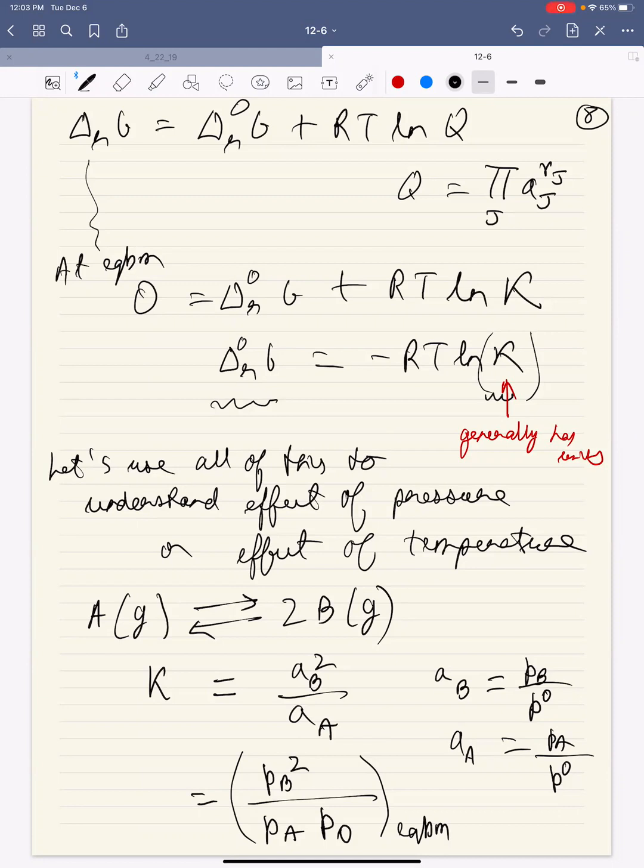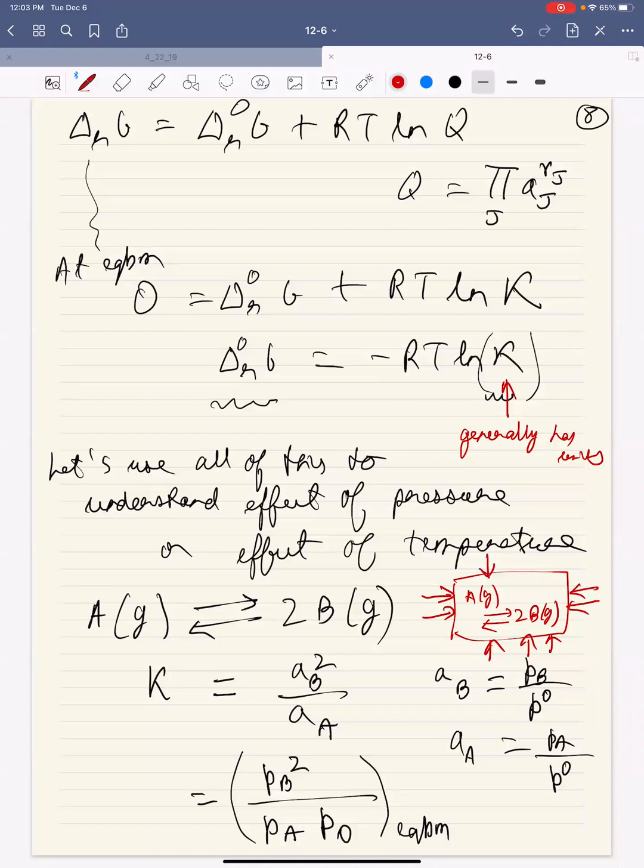So let's try to understand this reaction which is happening in the container. And let's say we compress the volume of this container, okay? This thing was happening in some container where A gas is existing in equilibrium with 2B gas, and we start compressing this container, we tighten it.